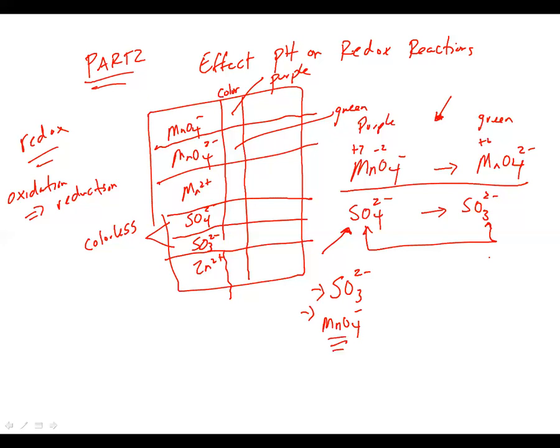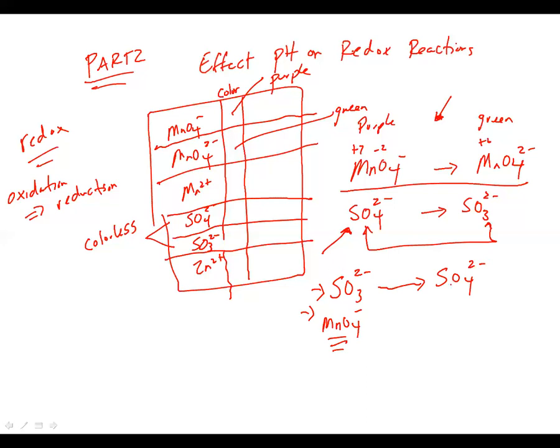But if you do see a color change occur for the Mn, that means that this guy went from our sulfite to our sulfate. So even though you can't visually see that because they're both colorless, you know that if the Mn did go through, say, a reduction, that the sulfate had to go through, say, the oxidation part of it. That sort of makes sense there.